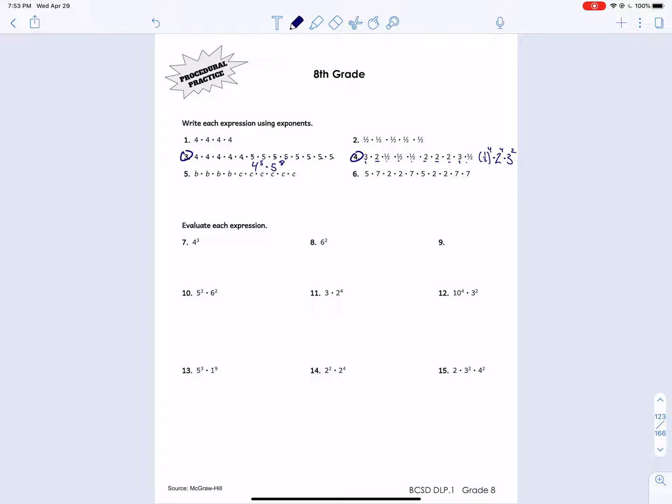So we have 1, 2, 3, so it's 3 to the second. And then 1, 2, 3, 4 twos, so 2 to the 4th. And then 1, 2, 3, 4 halves, so 1/2 to the 4th. Okay, so that's it. All right.